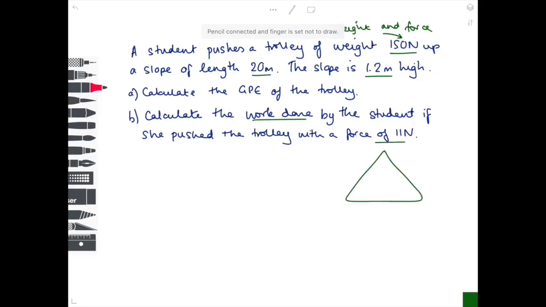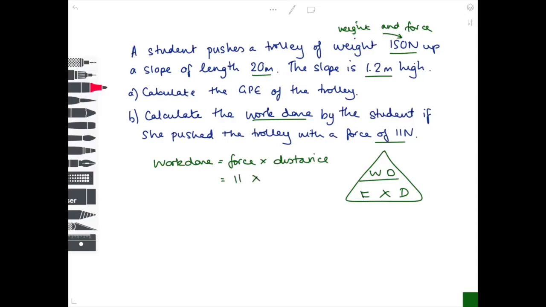So the formula triangle we need this time is work done equals force times distance. So we're looking for work done. Let's write out the equation. Work done equals force times distance. The force we know is 11 newtons. The distance, look higher up in the question, she pushed it up a slope of length 20 meters. So that's why we substitute in 20 here. Pop it into the calculator and you know that it is 220. Work done, remember, has the same units as energy, which is why I'm putting 220 joules.